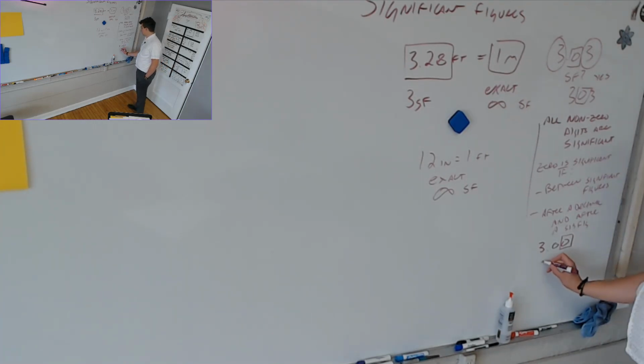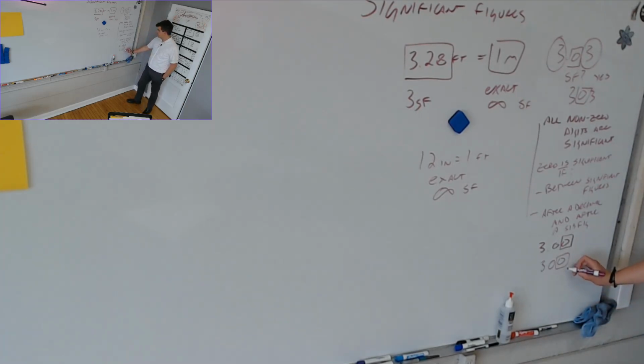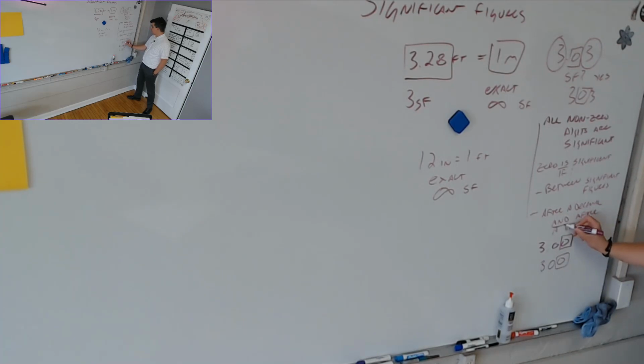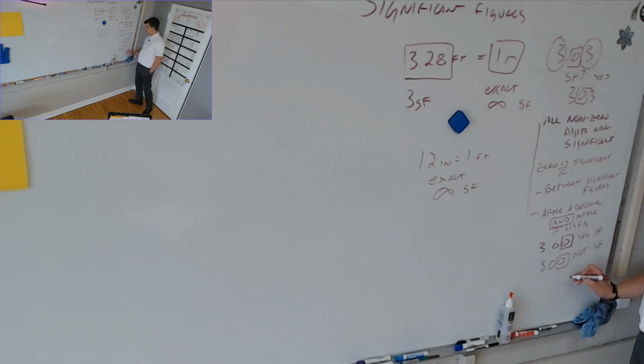What about this? Is this one significant? No, it's not. This one's not because it's not after a decimal and, not or, but and after a sig fig. It's not that. So this one is not significant. But this one is significant. If it is after a decimal and after a sig fig, it is significant.